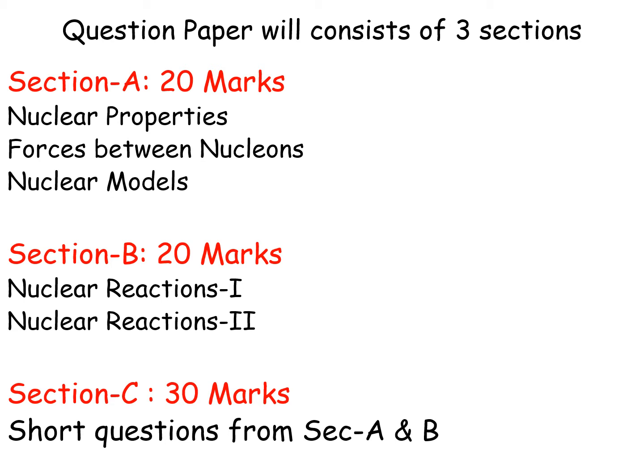Question paper will consist of 3 sections. Section A having 20 marks consisting of 4 questions each of 10 marks. Section B of 20 marks and the section C, that is the compulsory section, that is of 30 marks. So 20 plus 20 plus 30 we have 70 marks. So you will have a theory paper of 70 marks with internal assessment of 30 marks.